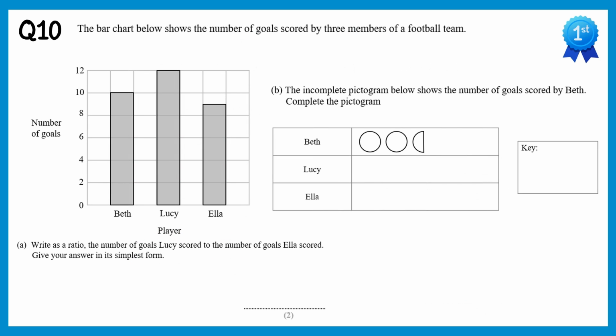In the first part of this question, we need to write a ratio. It's the number of goals that Lucy scored to the number of goals that Ella scored. Looking at this bar chart, I can see that Lucy scored 12 goals, and I can also see that Ella scored 9 goals. So the ratio is going to be 12 to 9.